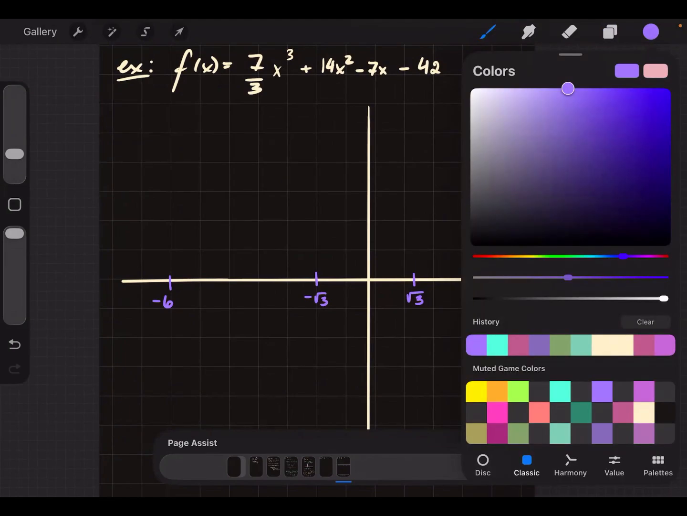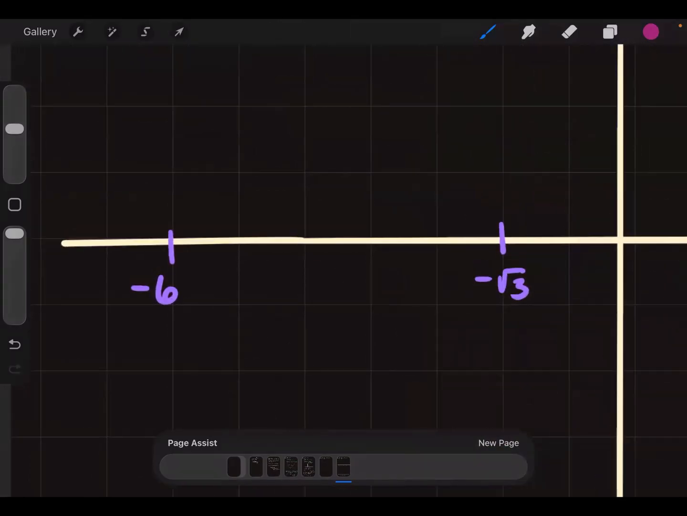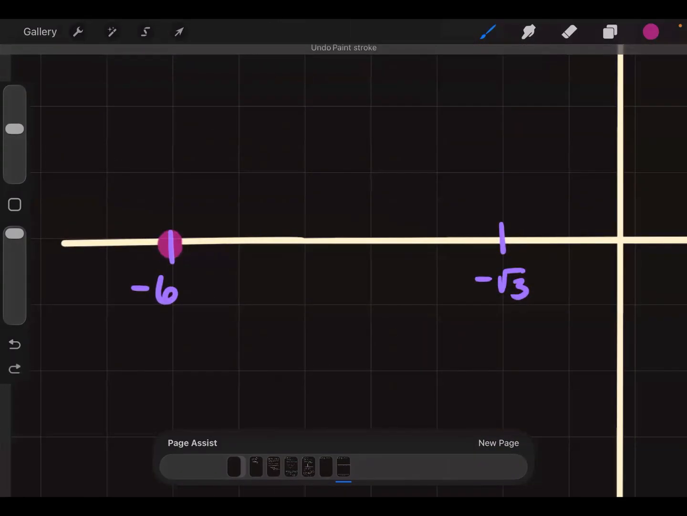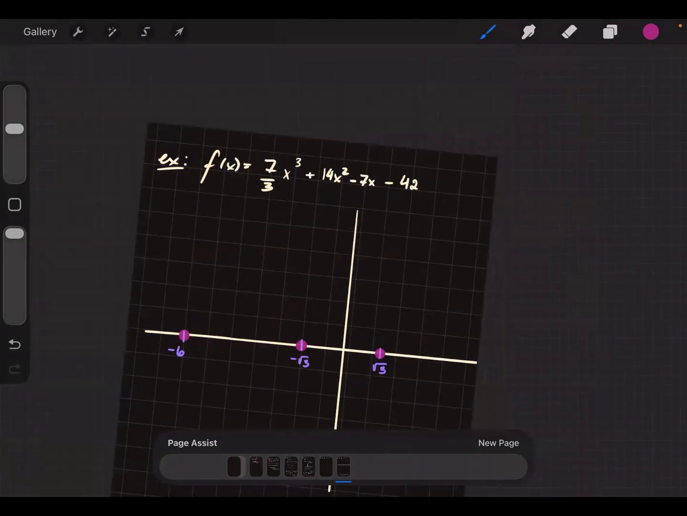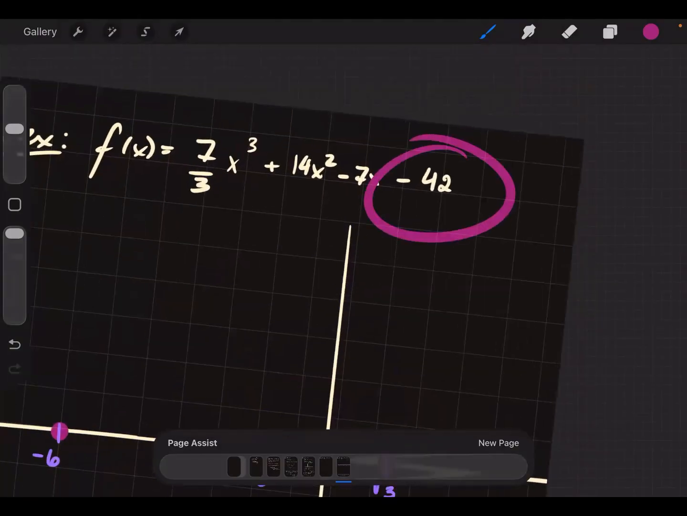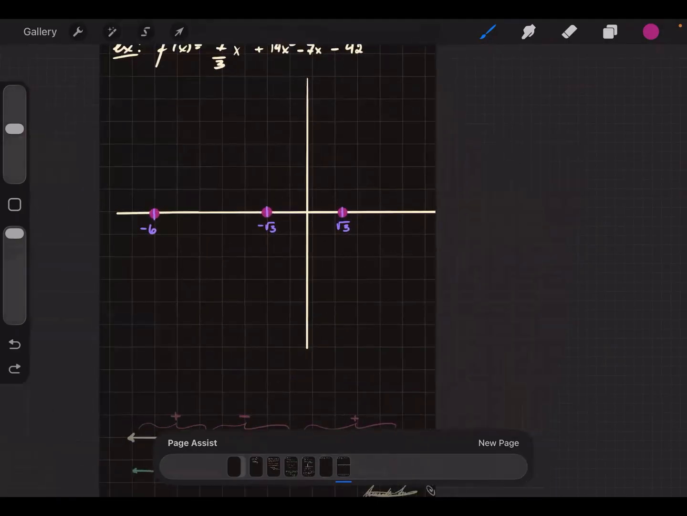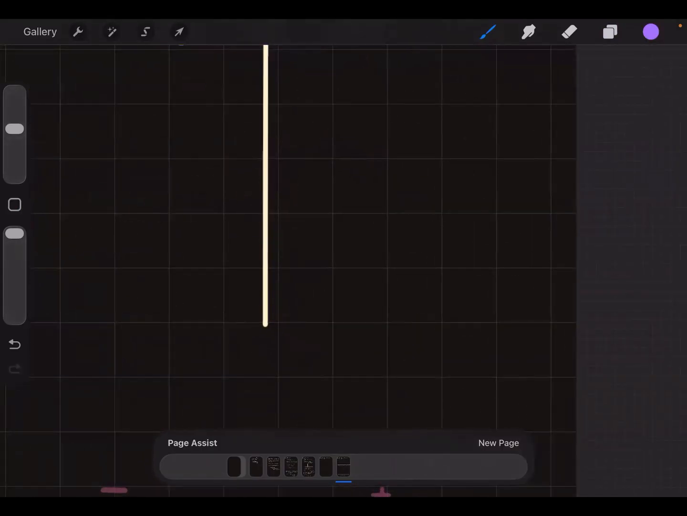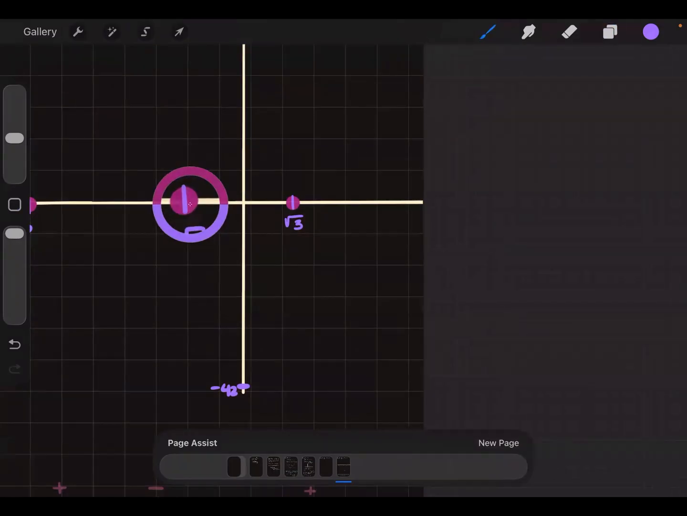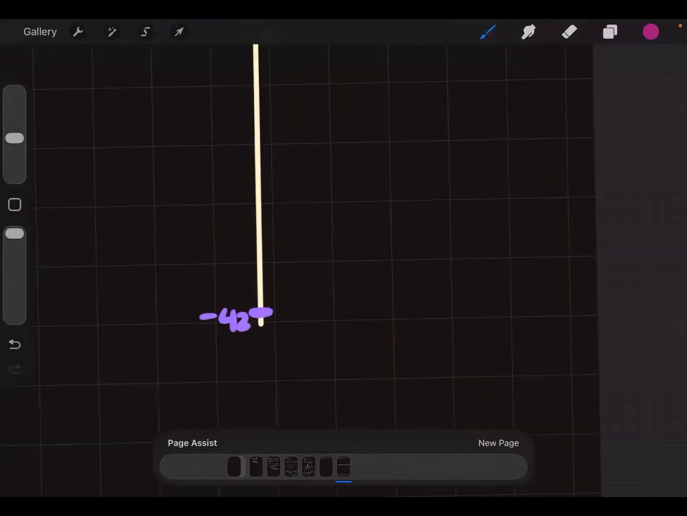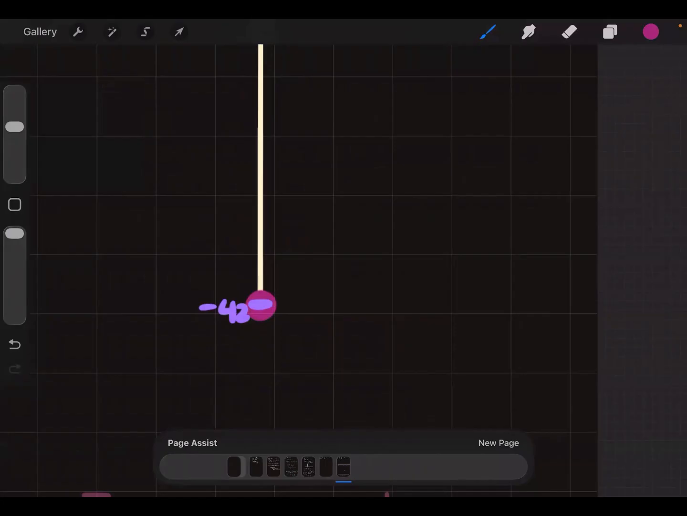What I'll do is I'll graph it in a dark pink so we can see what's going on. So we know there's a 0 here, here, and here. Our y-intercept we know is at -42. I didn't have to do it out earlier because you can just look. So we're going to put that guy at, oops, it's kind of chunky, -42. And we're going to graph that in as well. Like that.